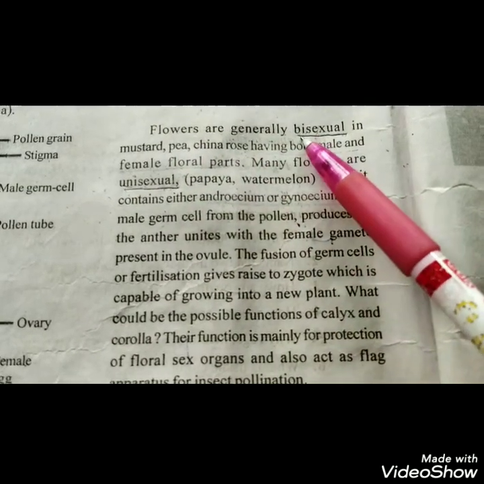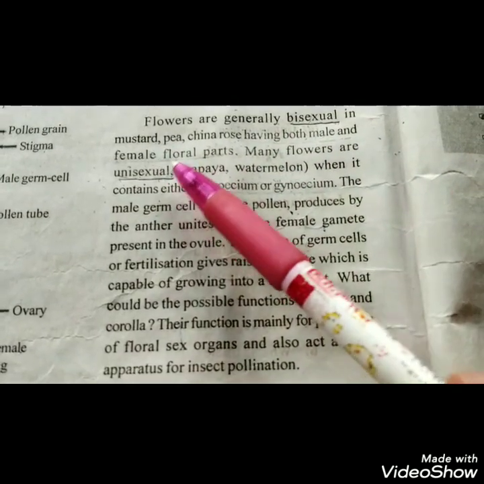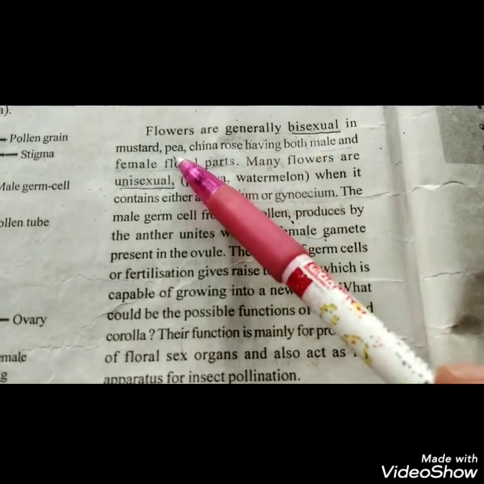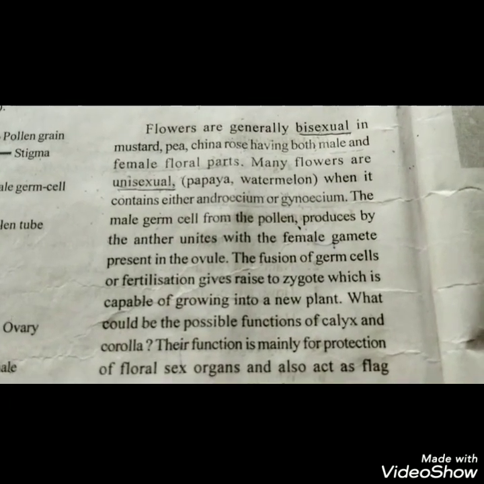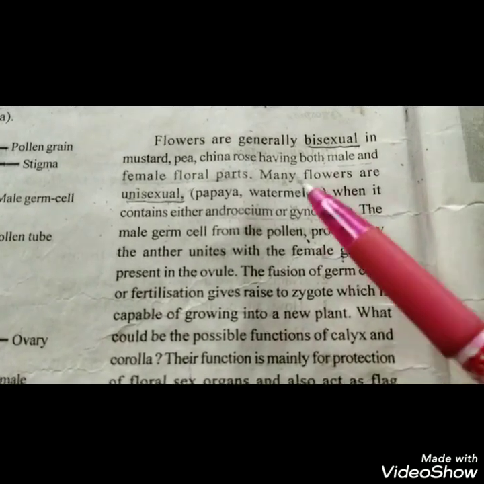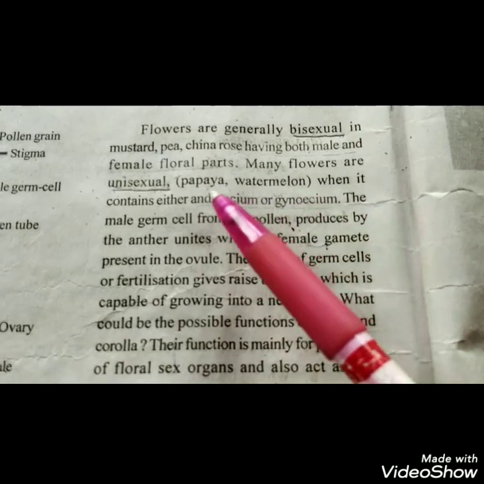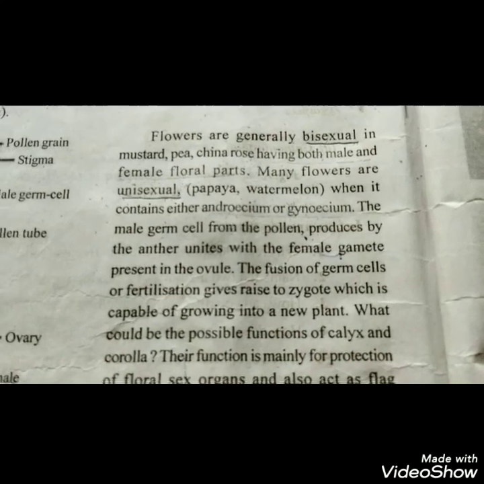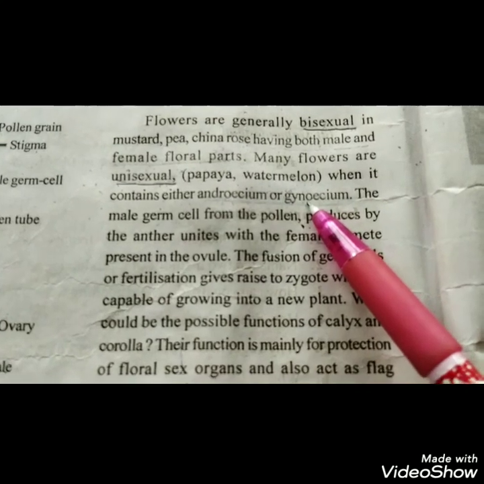Flowers are generally bisexual in mustard, pea, and China rose, having both male and female floral parts. So in the China rose, the pea, and the mustard, if you observe their flowers, there is presence of both androecium and gynoecium. But in some flowers like papaya and watermelon, there may be presence of either androecium or gynoecium. If there is presence of only one, male or female, those are the unisexual flowers.